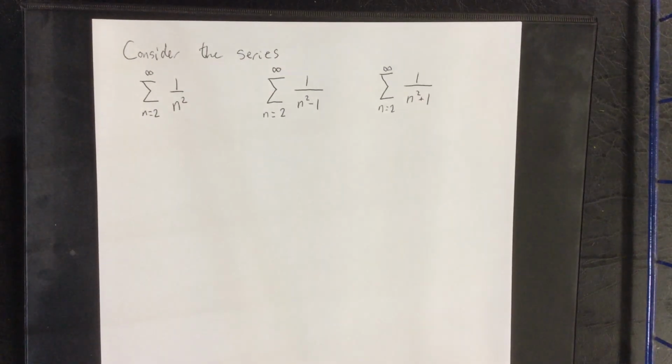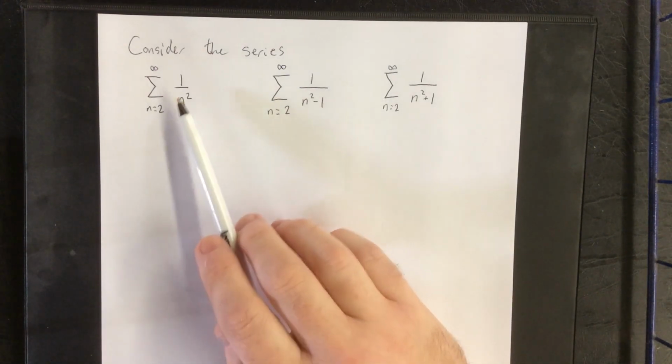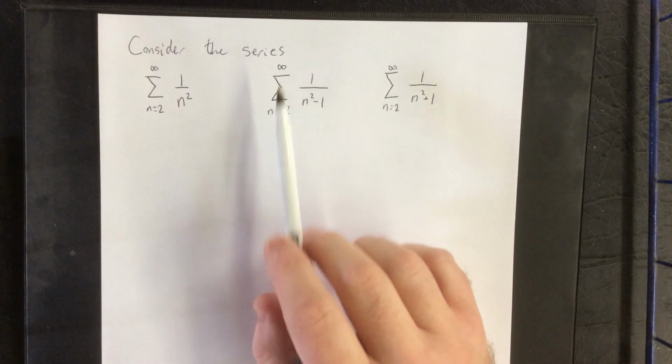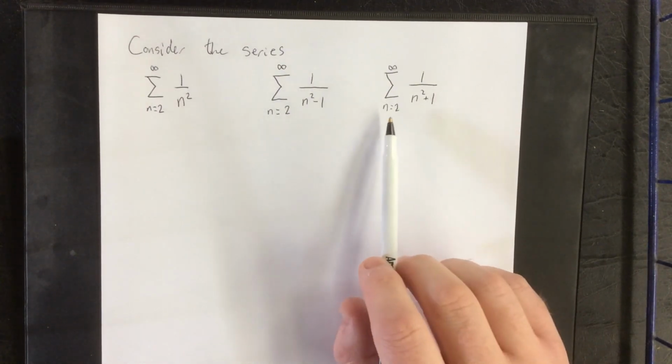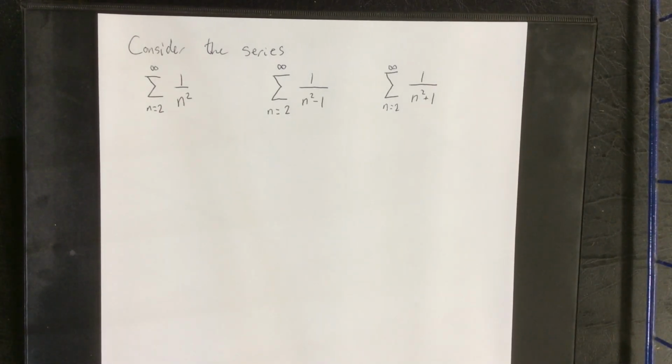So I'd like to consider the following three series. First one is going to be the sum from n equals 2 to infinity of 1 over n squared. Second one is going to be the sum from n equals 2 to infinity of 1 over n squared minus 1. And the last one is going to be the sum from n equals 2 to infinity of 1 over n squared plus 1.